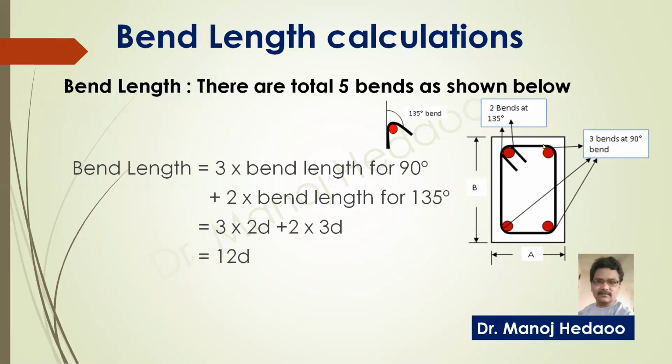So for this rectangular stirrup, the total bend length will be 12d. Total bend length will be 12d. That you have to remember.